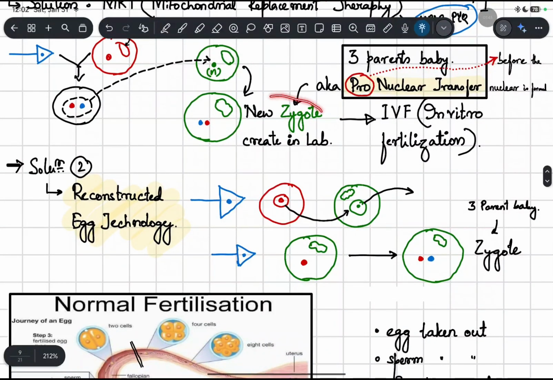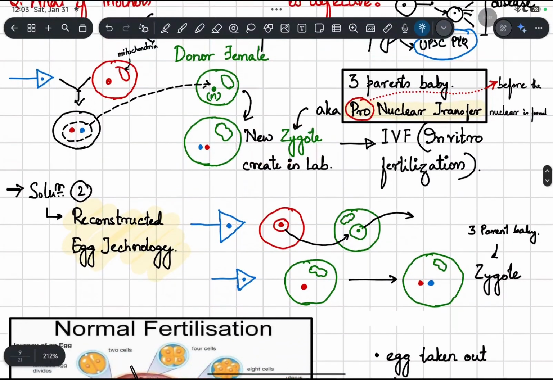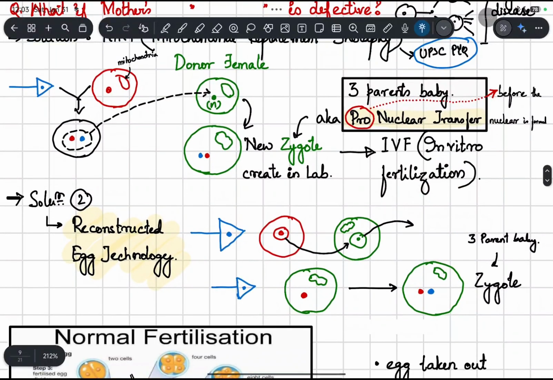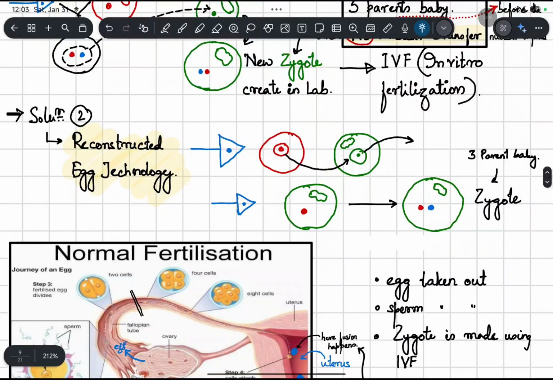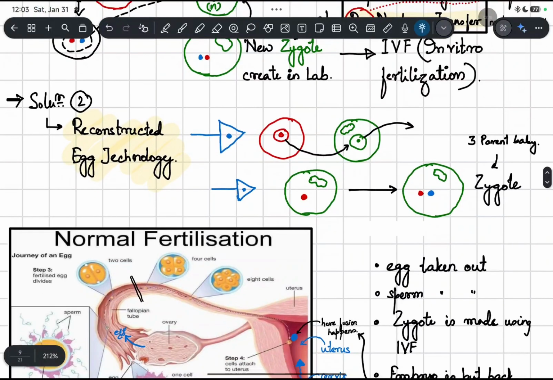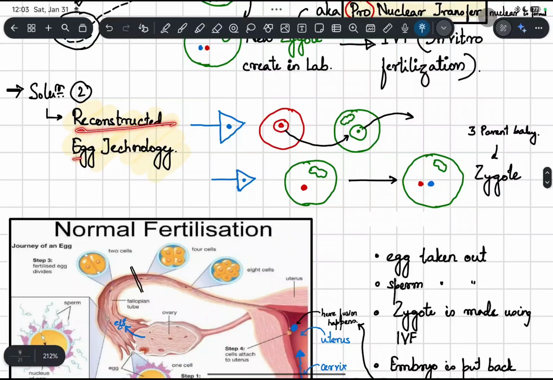So this is how the new zygote is formed, and this entire process is called IVF, which we did earlier. The full form is in vitro fertilization, right? This is also called pronuclear transfer. Pronuclear because here we are transferring the nucleus before the nucleus is formed. It is also known as the three parent baby, right? There is another solution as well, called reconstructed egg technology.